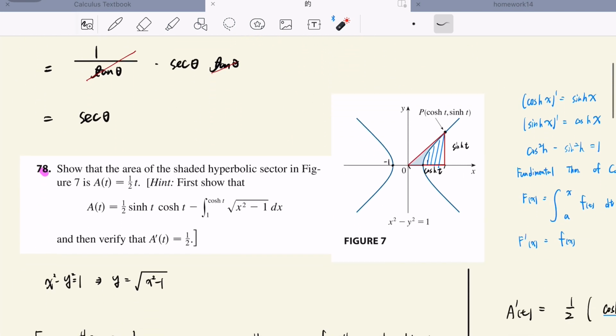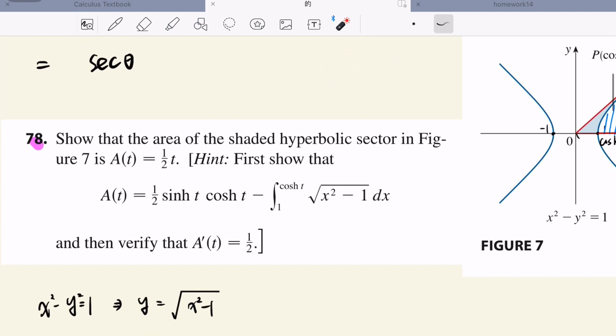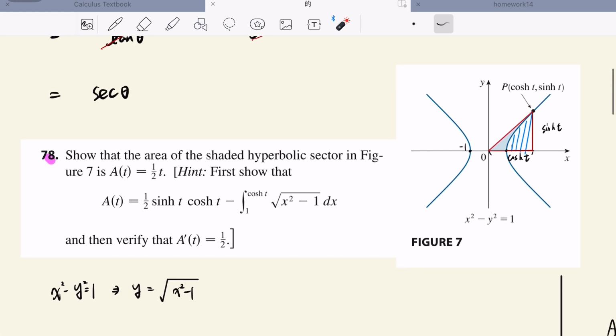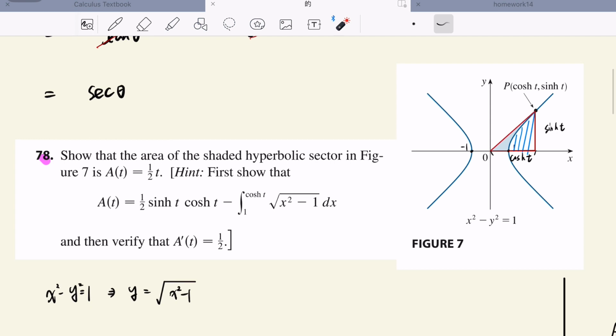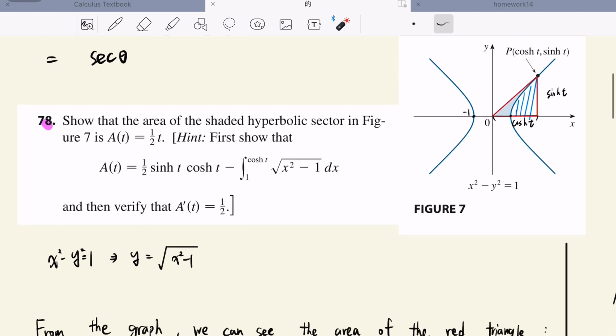Okay, now the next question. It says that we have to show that the area of the shaded hyperbolic sector in figure 7, which is this one, is equal to half t. And here's a hint. It says to first show that the area equals to this function, and then verify that the derivative of this function is 1/2.